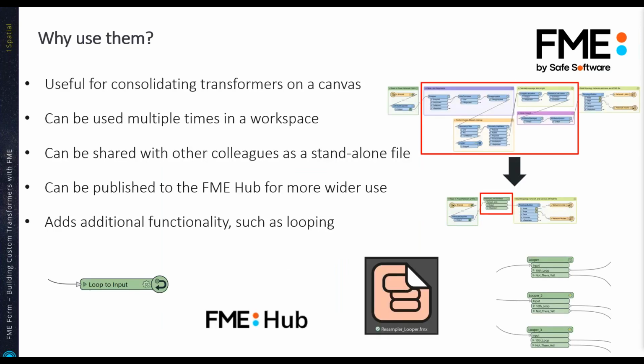So why use them? These are useful for consolidating transformers on a canvas. It might be that you've got a canvas that looks quite busy, with perhaps lots of functionality going on that you kind of want to hide. A little bit like bookmarks, you can condense them down into your custom transformer.